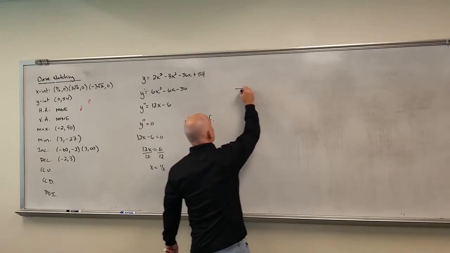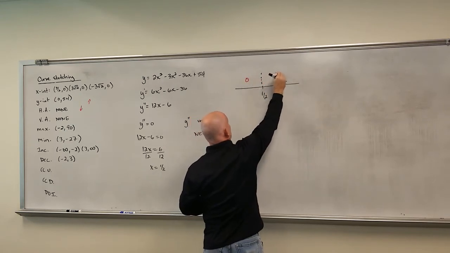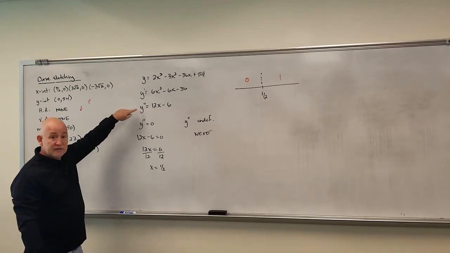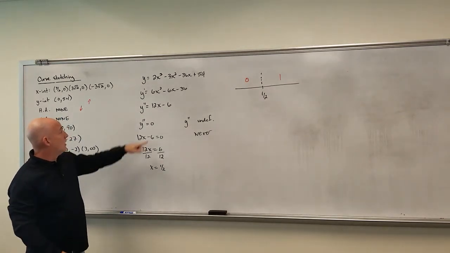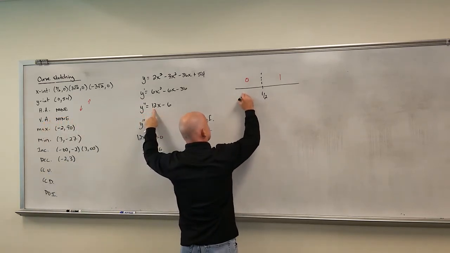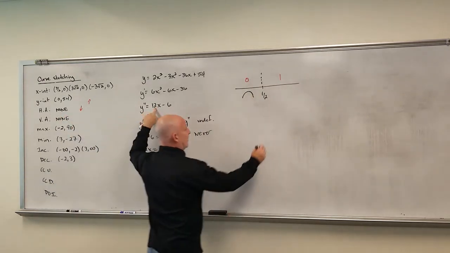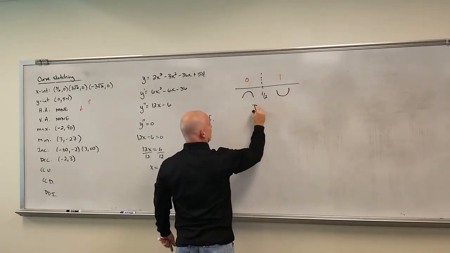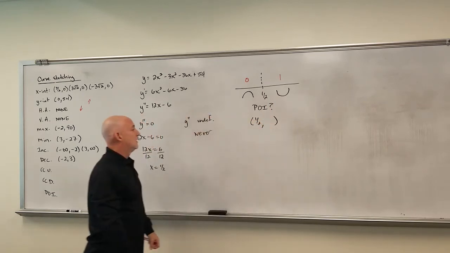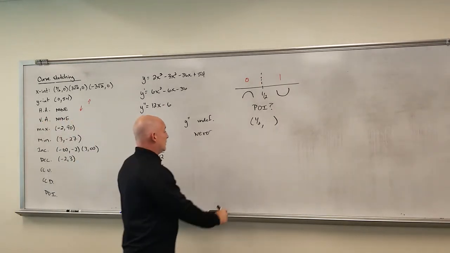All right, so we put that on our number line. There's our 1/2. We pick a number on each side, let's say 0 and 1. We're going to plug it into our second derivative and see if it is positive or negative. If I plug 0 in, 12 times 0, 0 minus 6 is negative, so that's concave down. If I plug 1 in, that's 12 minus 6, that's positive, so that's concave up. So it does look like I have a point of inflection at the point 1/2 comma something. So how do I figure out if it's actually a point of inflection? Well, we have to plug it in.